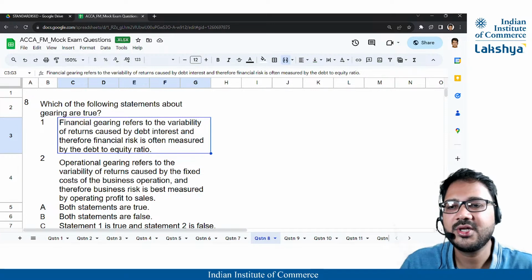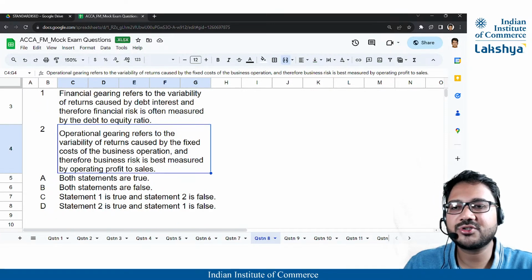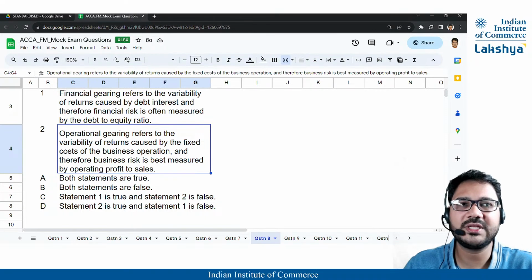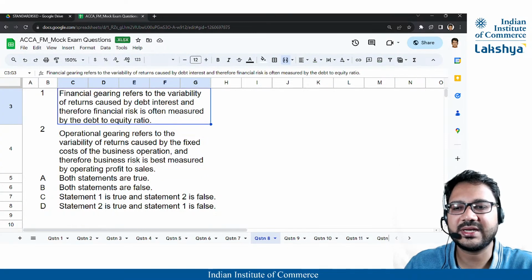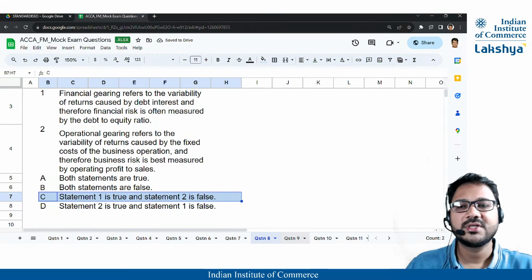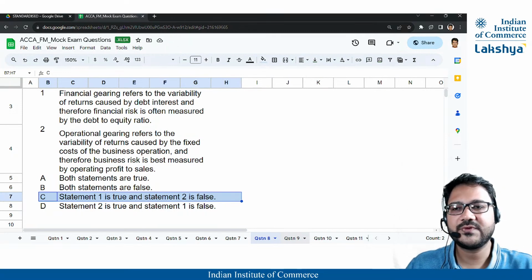This seems correct. Operational gearing refers to the variability of returns by the fixed cost of the business operation, and therefore the business risk is best measured by operating profits to sales, which is incorrect, because operating profits would have both variable as well as fixed costs. So, option number C is correct. Let's mark option C. Statement 1 is true, statement 2 is false.